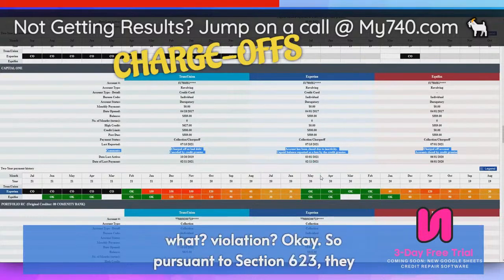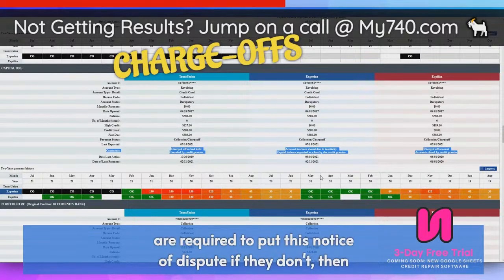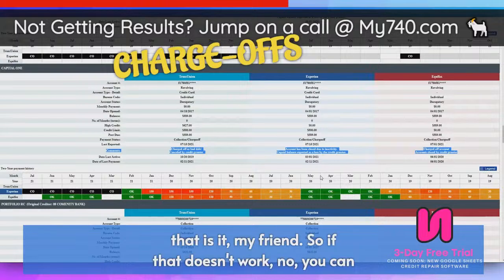If it's not, then guess what? Boop, violation, okay? So pursuant to section 623, they are required to put this notice of dispute. If they don't, then that is it, my friend.